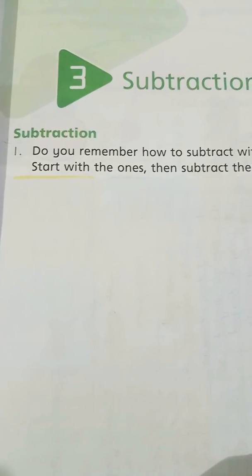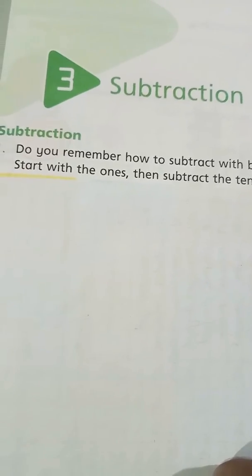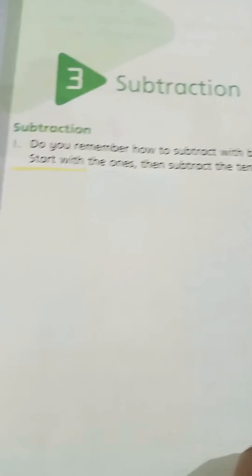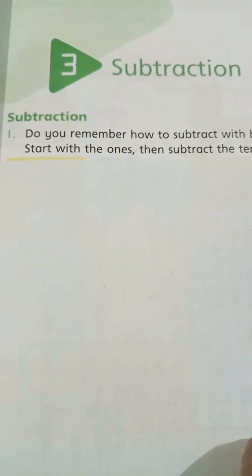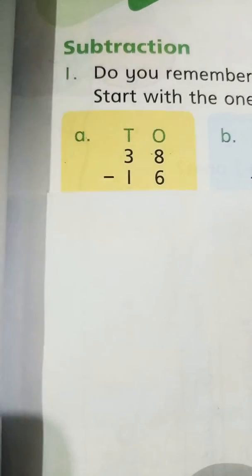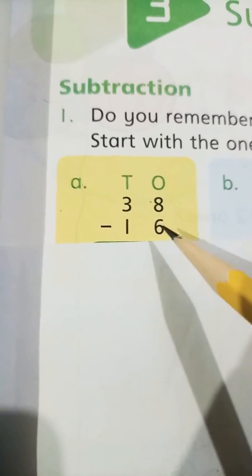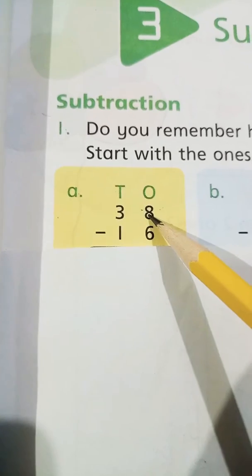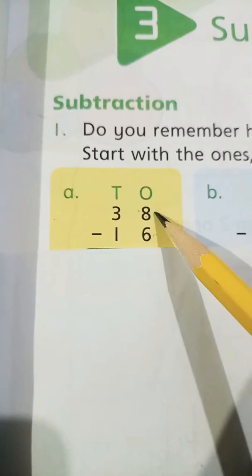Look students, we have already learned about the process of subtraction, and we know how we can subtract smaller numbers from bigger numbers. We always start from the ones side, then we will subtract our tens side. Let's start our first part. Look students, here is the number 38, and we will have to subtract the number 16 from 38.